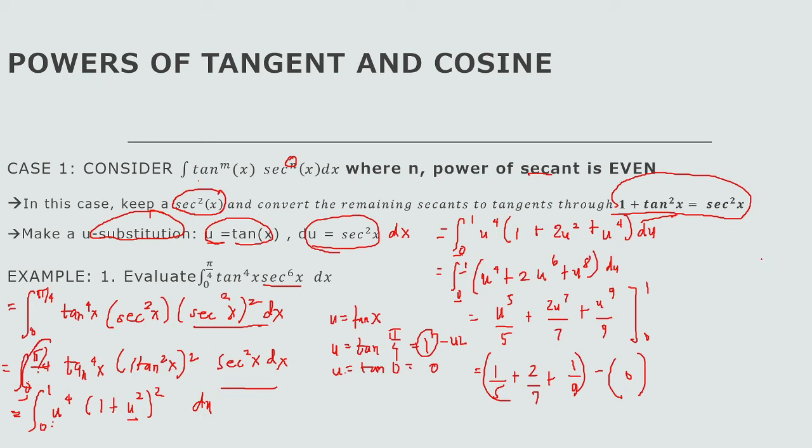Yeah, so that's 188 over 315. Final answer. Actually, you can use the 0 to pi over 2, but the limits, okay, 0 to pi over 4, but you should change it back to x, no?